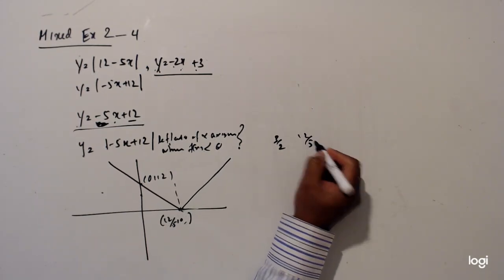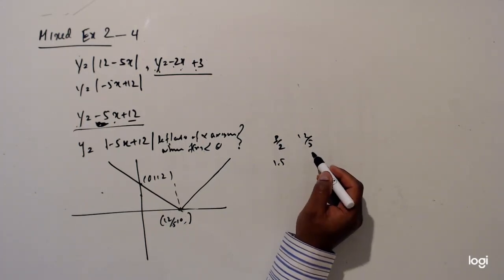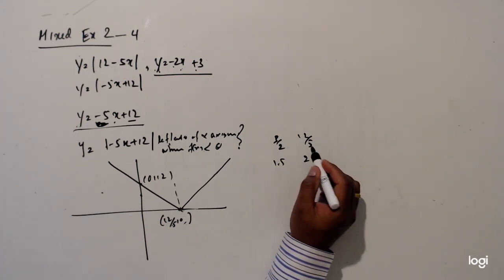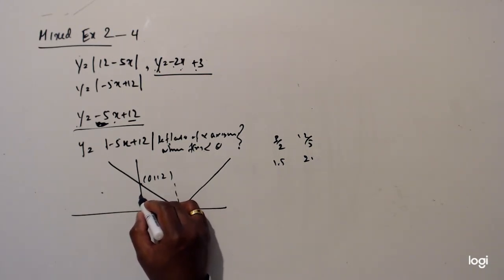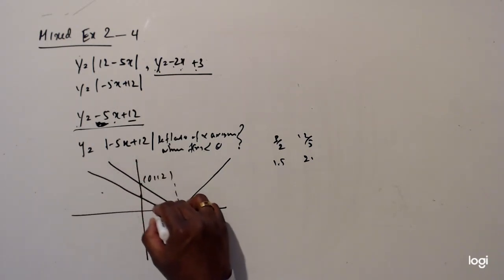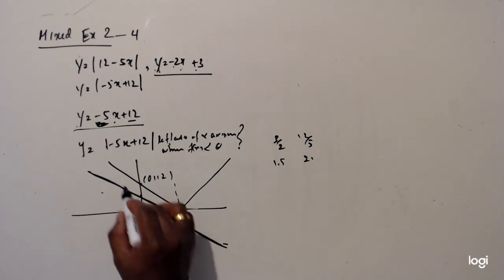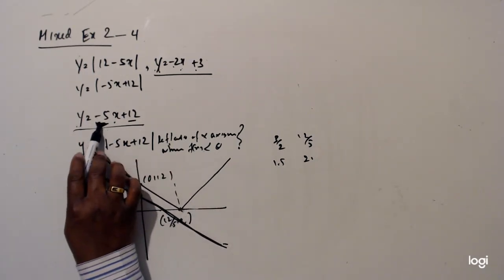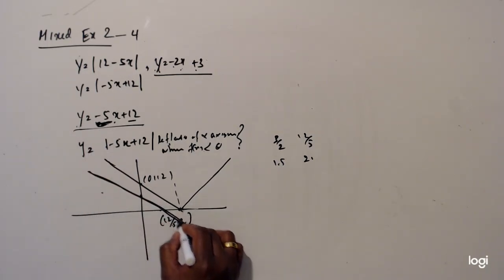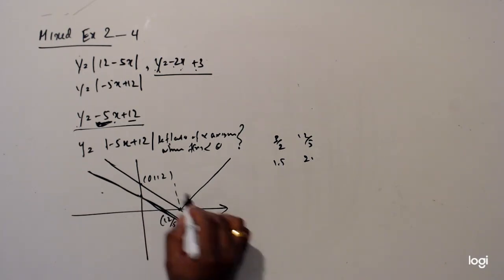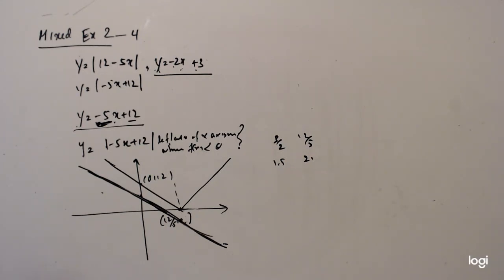3 over 2 and 12 over 5, which one is smaller? This is 1.5, and this is 5 times 2. So then the graph is going to be somewhere here. When you look at this, this one is a bit steep, but this is not. In that case, there are no intersection points. Hence, there are no solutions.